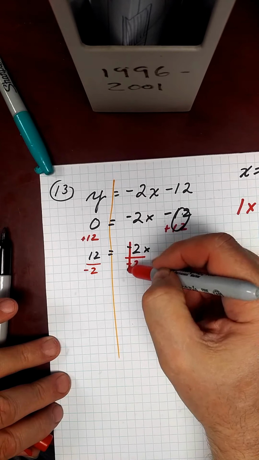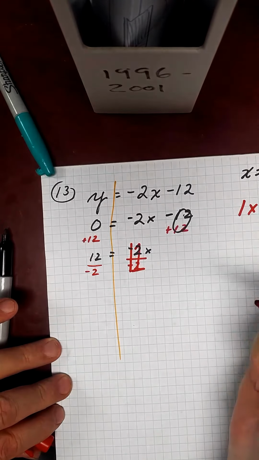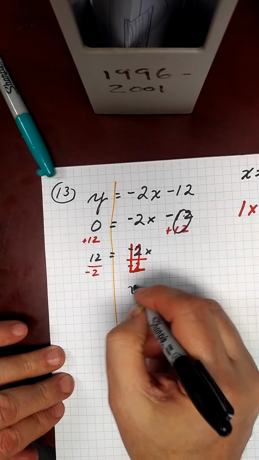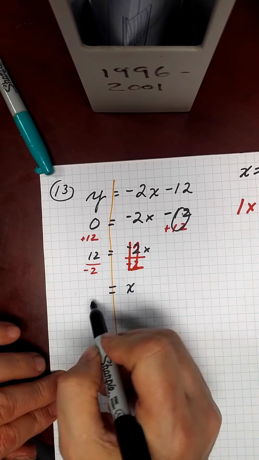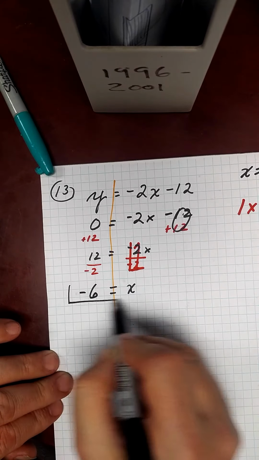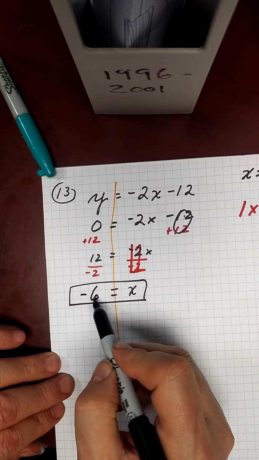This allows us to cancel the negatives. 2 negatives make a positive, and 12 over 12 is 1. Anything times 1 is itself. That gives us the x. 12 divided by negative 2. 12 divided by 2 is 6. 1 negative makes a negative answer. So the x-intercept is 6.